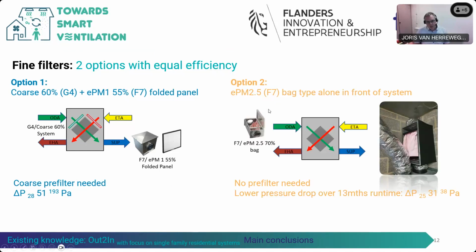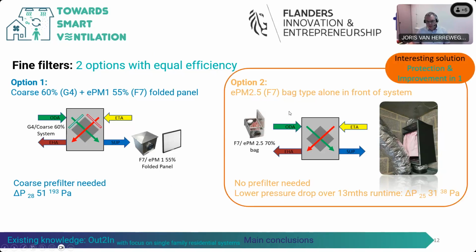In the second option, we do not place filters into the system itself, but we add an additional filter box in front of the ventilation system. And in this filter box, we place an EPM 2.5 bag filter. And this filter will play two roles at the same time. It will protect the system against fouling, and it will also improve the air quality.